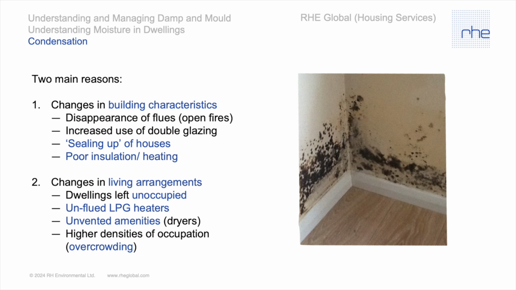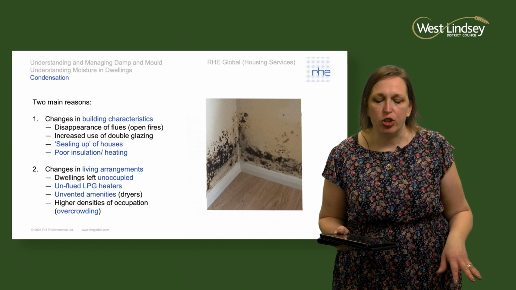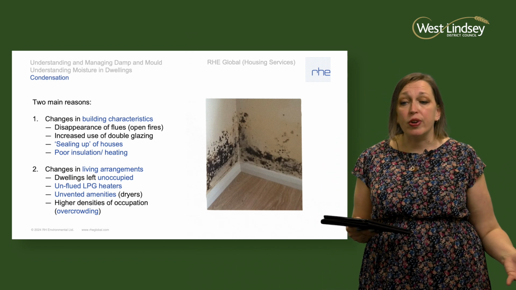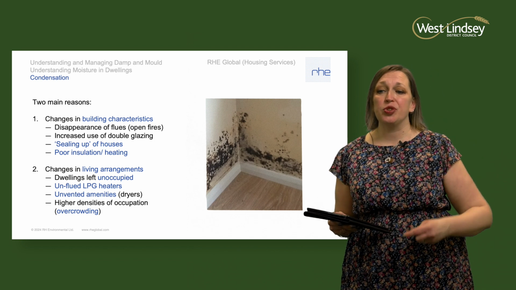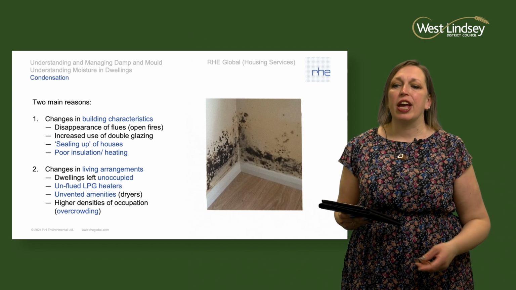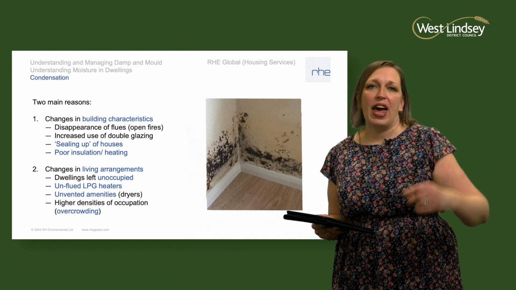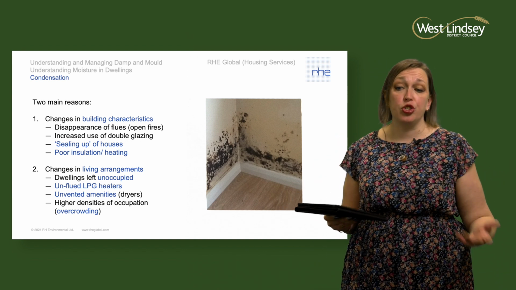And some additional issues here that kind of contribute to that as well. So as I talked about earlier, changes in building characteristics, the fact that we don't tend to use those open fires anymore. We've got an increased use of double glazing. So we've started sealing up our houses, making them more airtight, and poor insulation and heating, leading to those lower temperatures. And we've also got changes in living arrangements. So our dwellings being left unoccupied during the day, different types of heating systems, more frequency of clothes washing, and we have higher density of occupations. Cost of living crisis, lots of people with their children staying at home longer to reduce costs of housing.